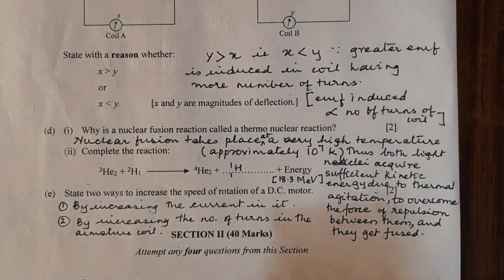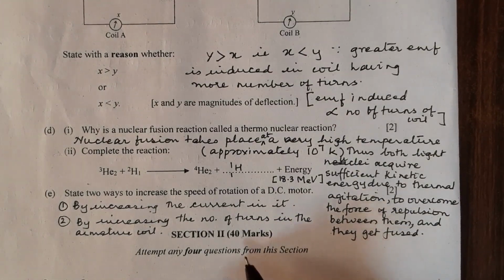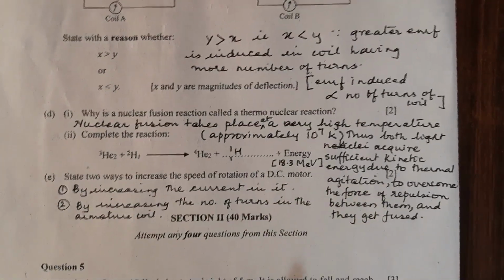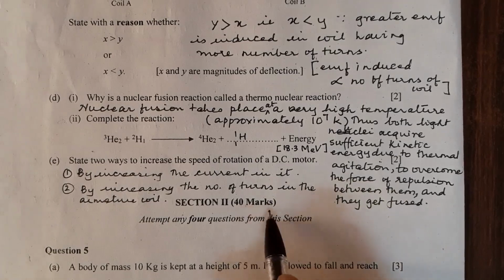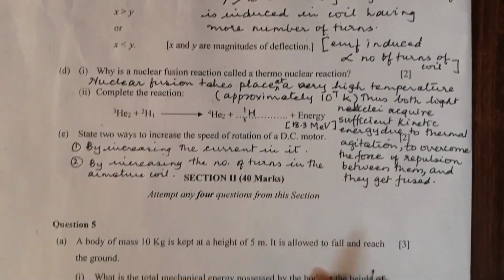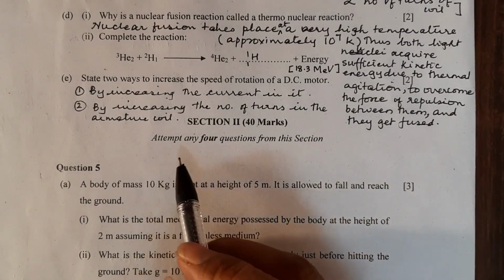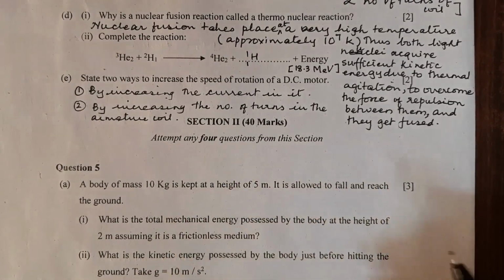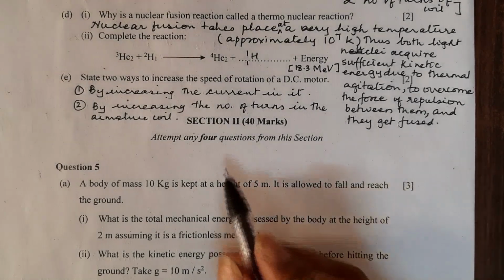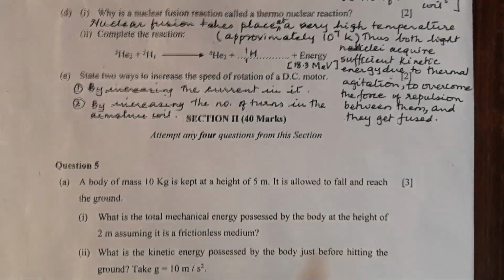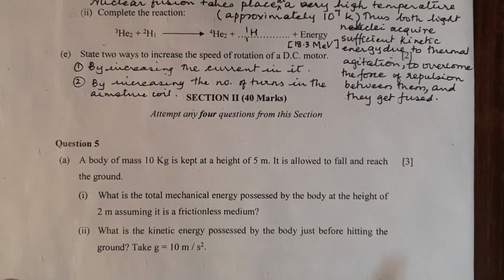So that finishes our section 1. That was the compulsory section. Now section 2, which is of 40 marks, we will be having 6 questions, and each one of them will be having marking scheme 3, 3, 4 more or less, and we have to attempt any 4 questions. So let us look at question number 5.